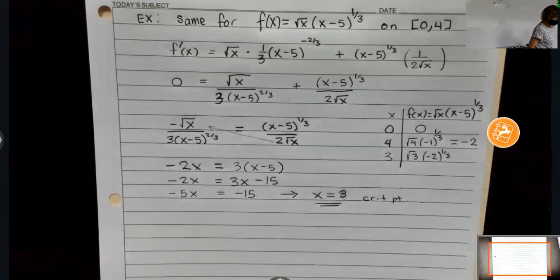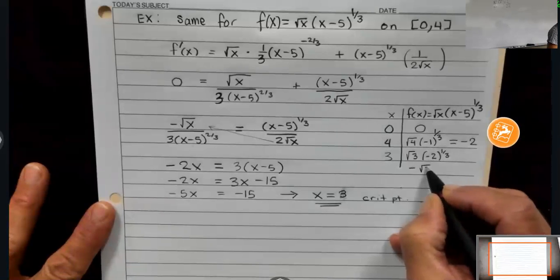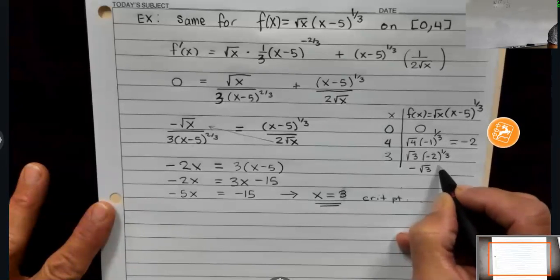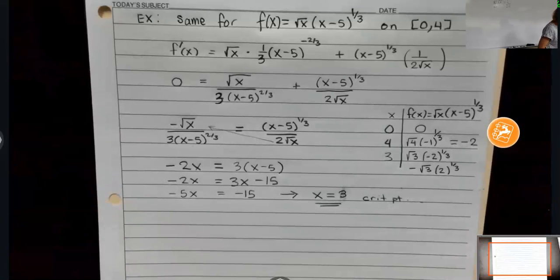Well, I don't know how big that is. It will be negative because the cube root of a negative number is negative. So it's the same as minus the square root of 3 times the cube root of 2. So we've got to figure out whether that's bigger or smaller than negative 2, or smaller in terms of more negative.